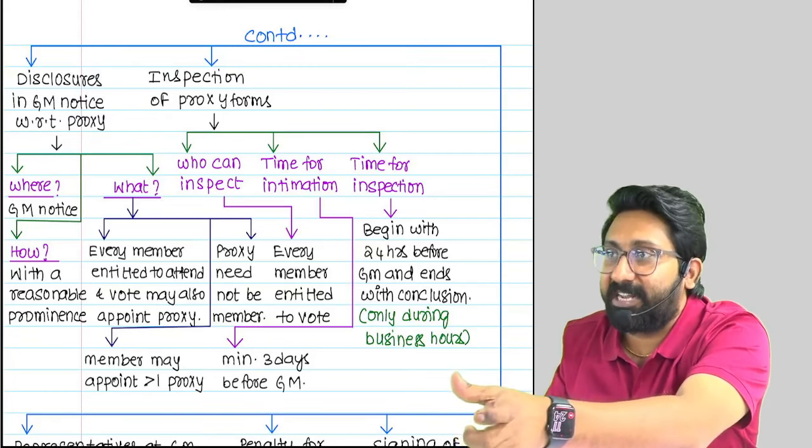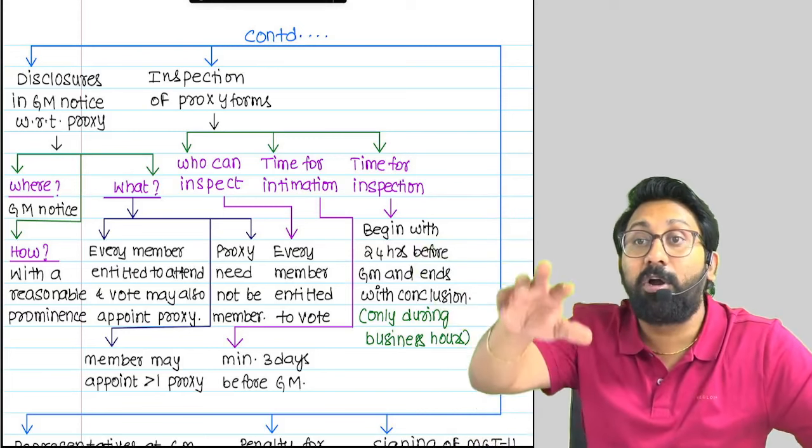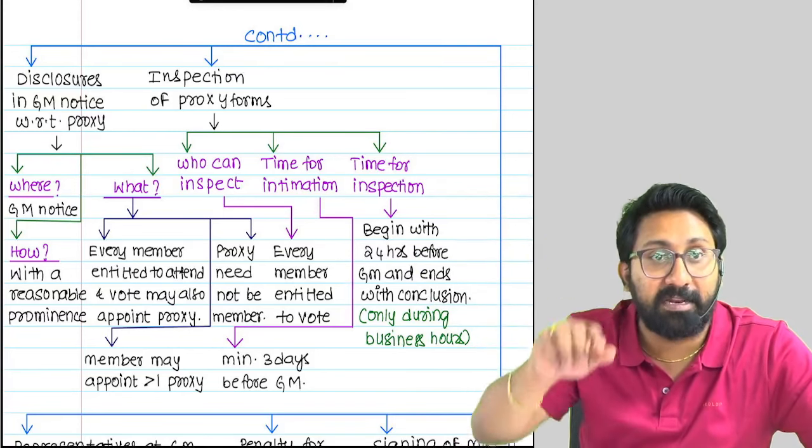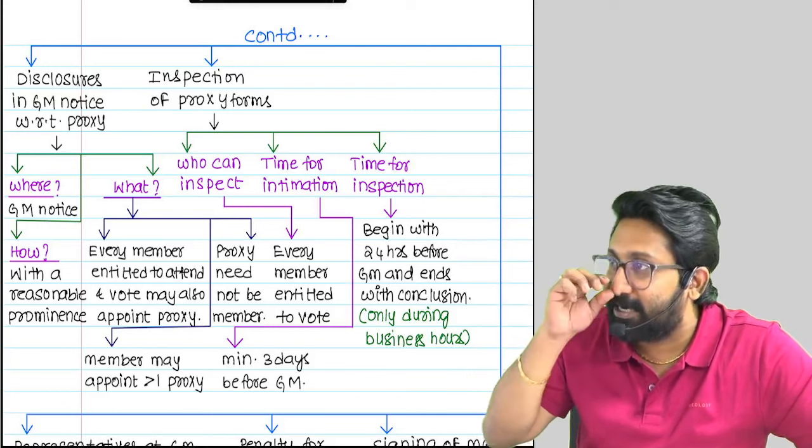Government is an artificial entity. It will hold the shares in the name of presidents and governors. That's why president, governor, take care.